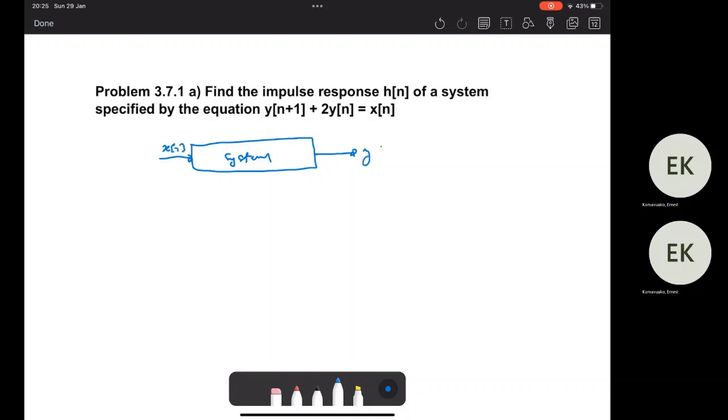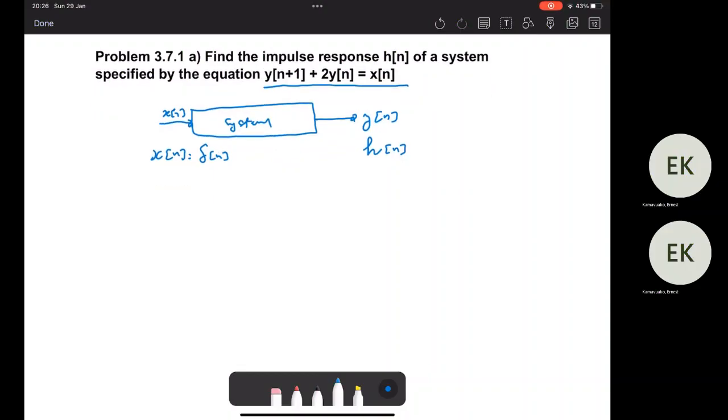x[n] and y[n]. The impulse response: when the input is equal to delta, the output is the impulse response, denoted as h[n]. So the equation is given here, the relationship between the input and the output. Now we need to know the response of the system when the input is a delta function or an impulse function.